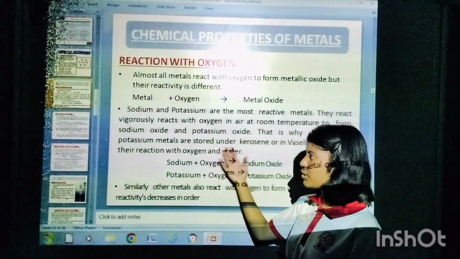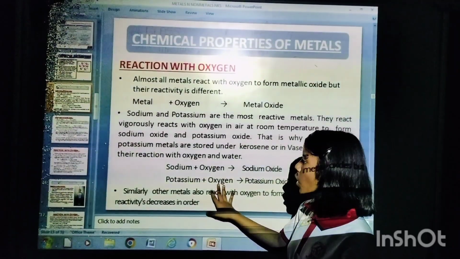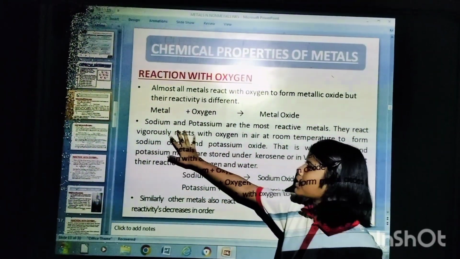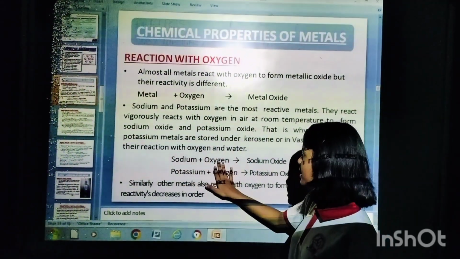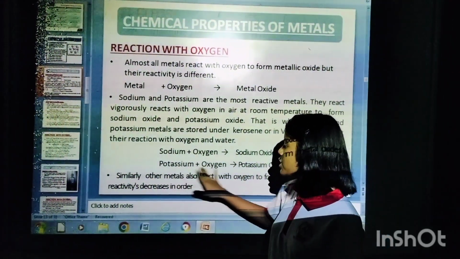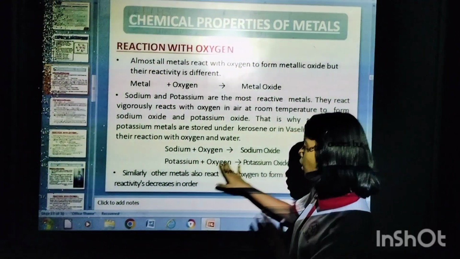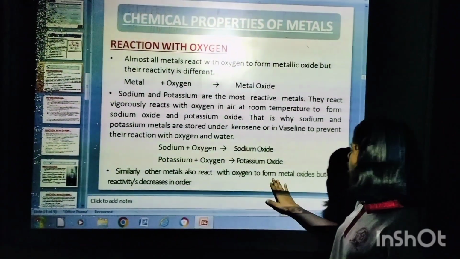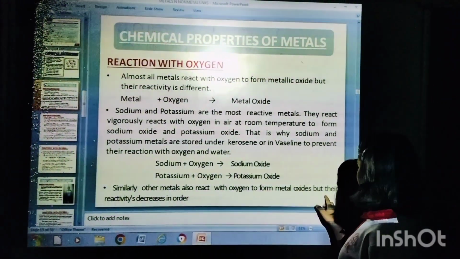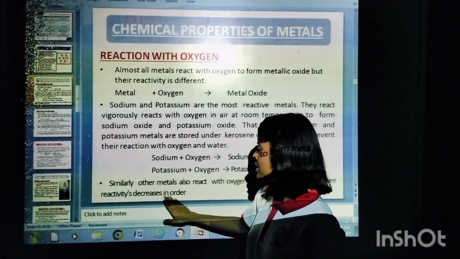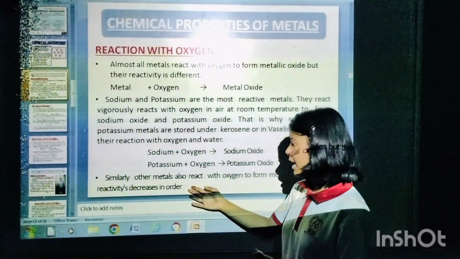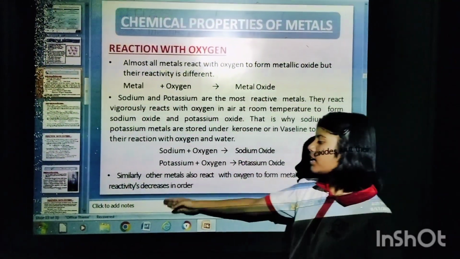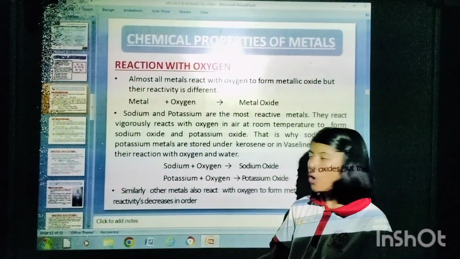These two are the most reactive metals, and they combine with oxygen to give sodium oxide and potassium oxide. Sodium and oxygen give sodium oxide, and potassium and oxygen give potassium oxide. Similarly, other metals also react with oxygen to form metal oxides, but their reactivity decreases in order.